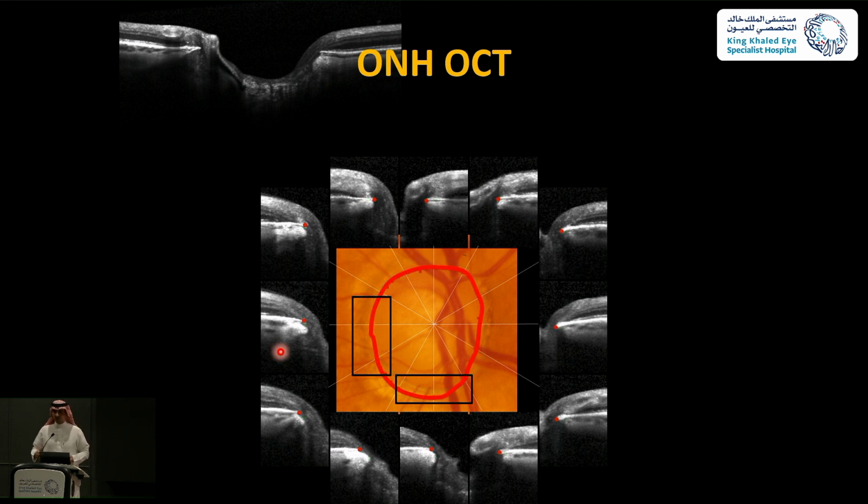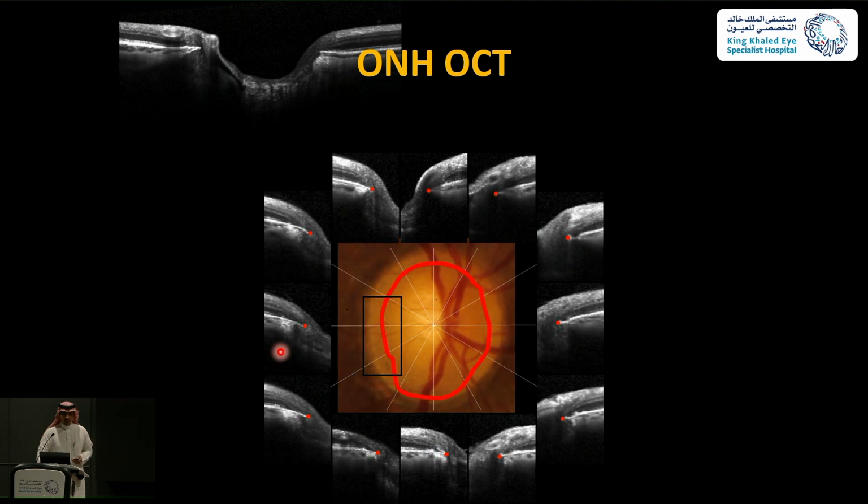So if we have a discrepancy between the Bruch's membrane opening and the true clinical disc margin, it doesn't mean that this discrepancy will be all over the optic nerve head. No. It might exist sometimes inferiorly. It might exist sometimes temporally, as what we are having in these previous two examples.